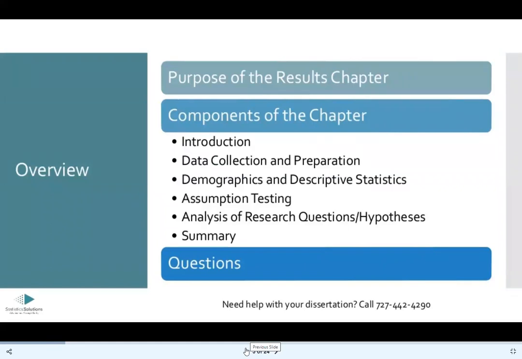So just to give you an overview of what we'll be discussing today, we will be talking about the quantitative results chapter. We won't be covering any methods related to qualitative or mixed studies, but we do have other webinars that are more geared towards those types of research studies. If you're interested in those, we do have a webinar archive library available on our website, so you can check that out. Today I'm going to talk about the purpose and the importance of the results chapter. Then we'll talk about the different components, including the introduction, data collection, descriptive statistics, assumptions testing, and then answering the research questions.